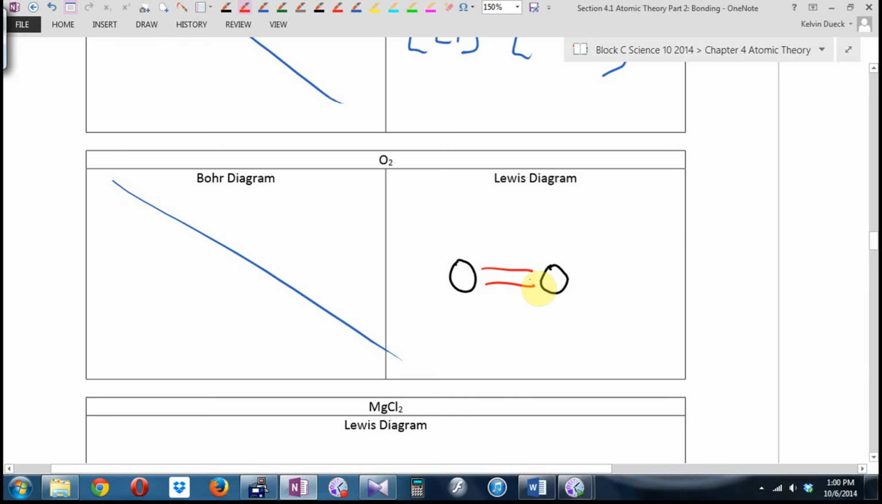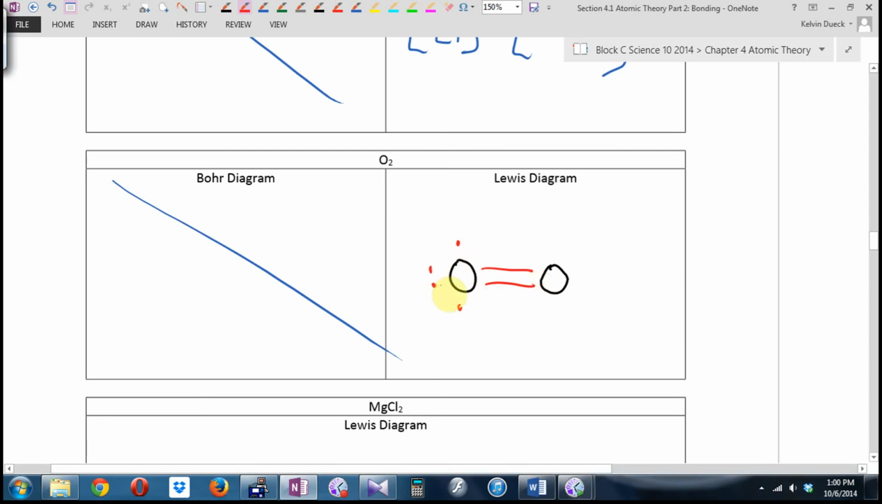How many electrons does that count for, grand total so far? 4. How many are left to fill up the octet? How big is the octet that I want to fill up? 8. How many do I have here? So how many are left? I'm going to draw it like this.